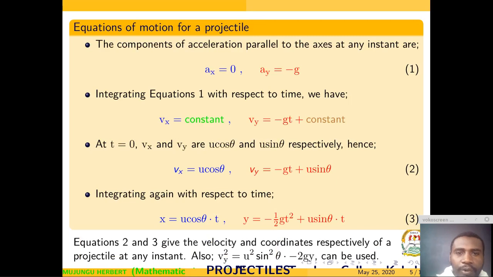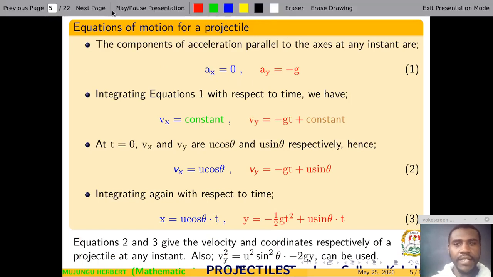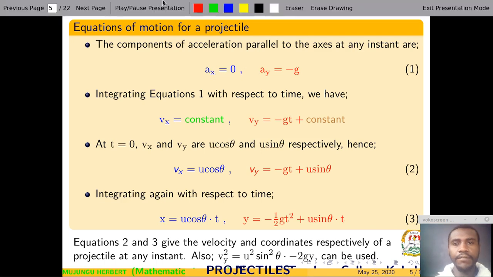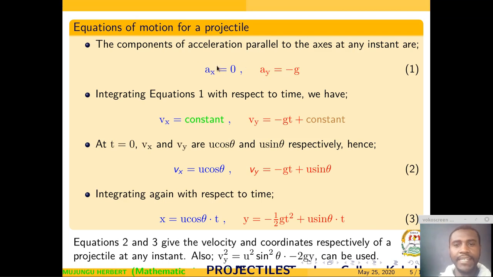So if we take ax and ay, these two, as our accelerations for the particle, this is the horizontal component ax, and the vertical component. The vertical component is the opposite of gravity, because we are assuming that if a particle is projected upwards, it has to oppose gravity.